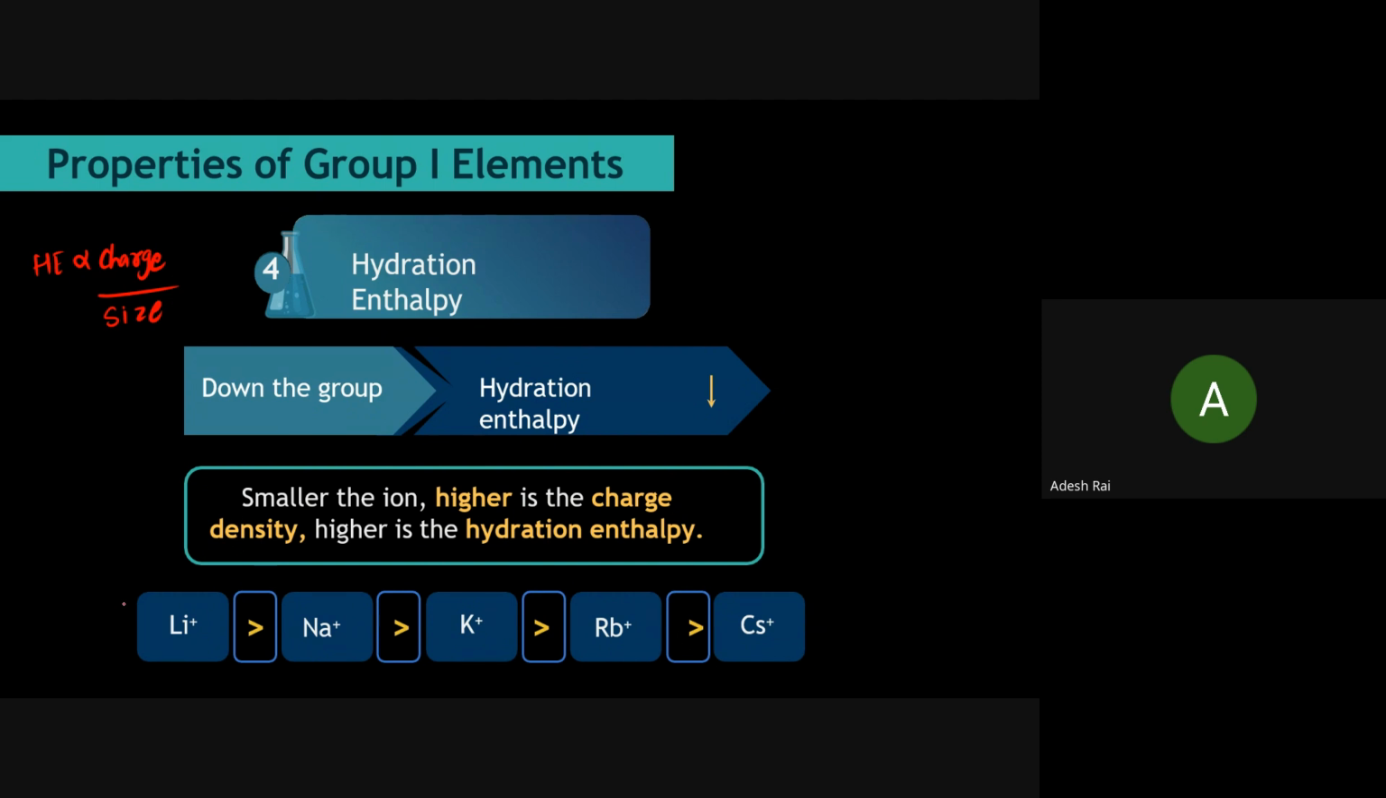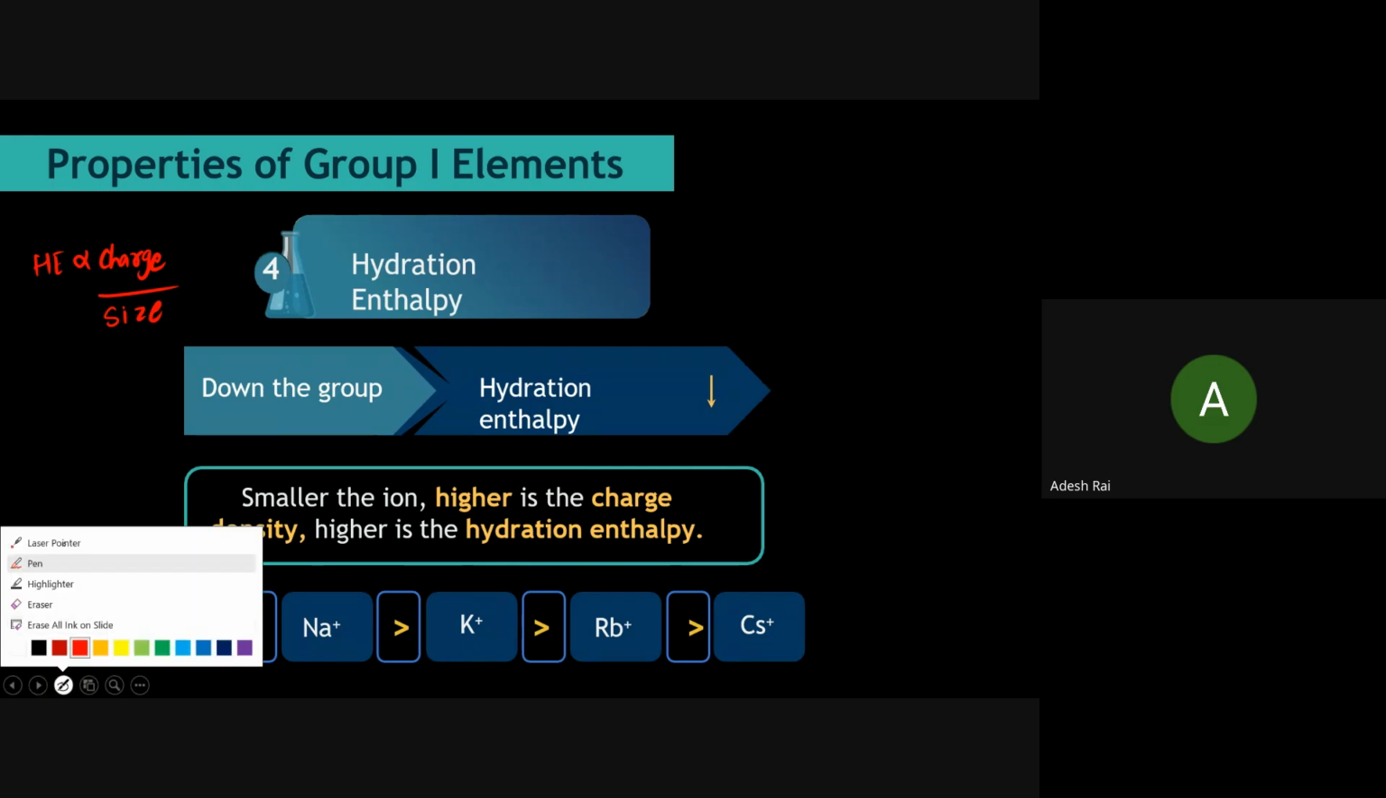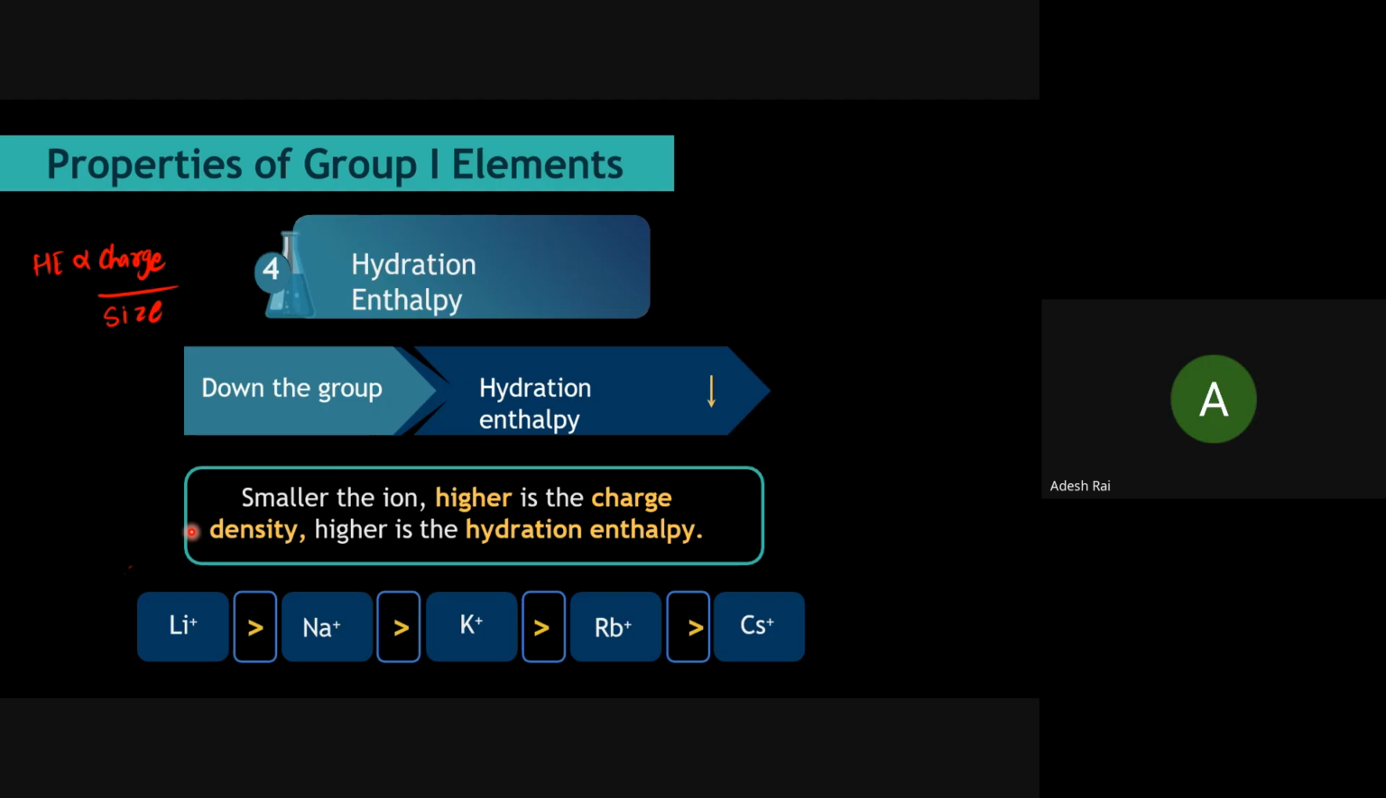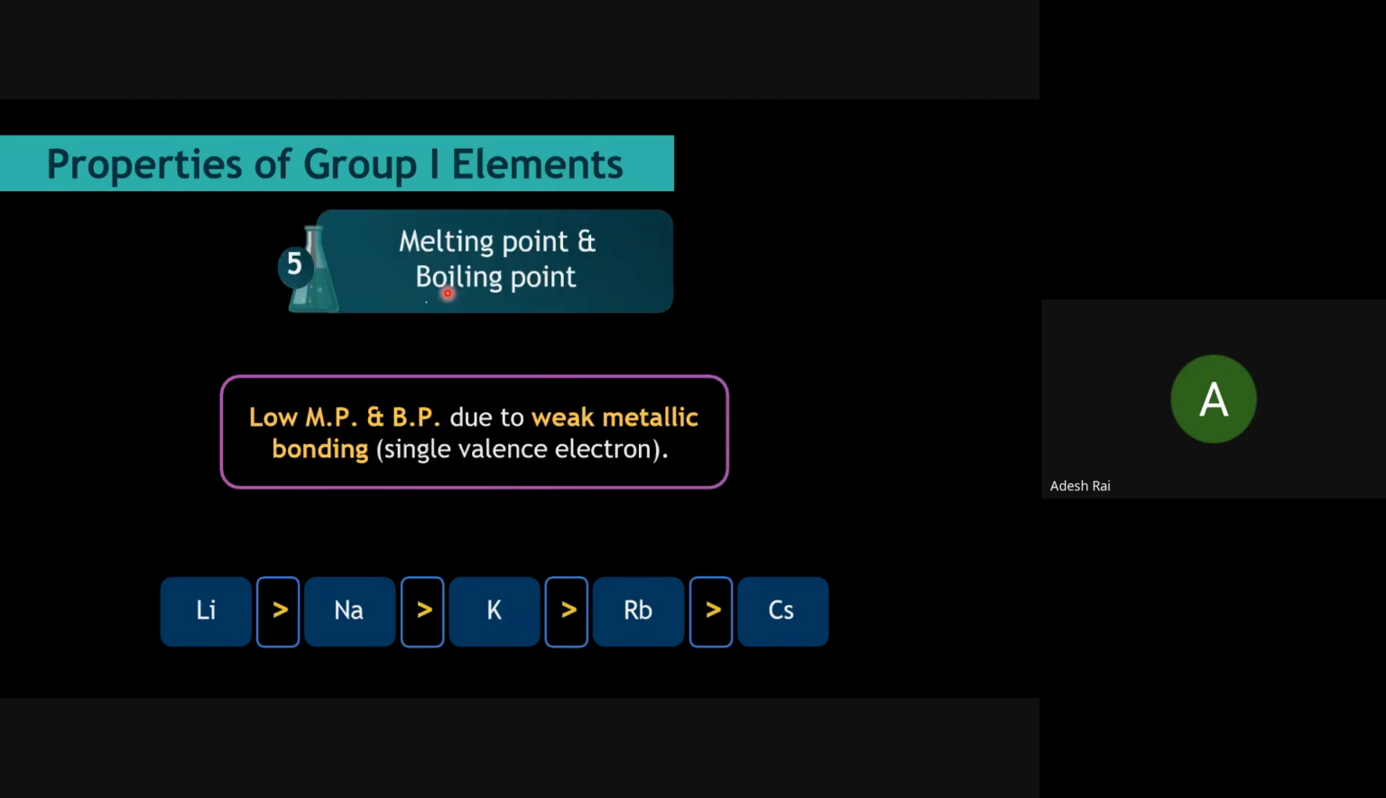Therefore, we all know that lithium plus has the highest hydration enthalpy. Why? Because charge is the same on all of them, but lower the size, higher the hydration enthalpy. So lower size is for lithium ion. Therefore, it has the highest hydration enthalpy. Understood?